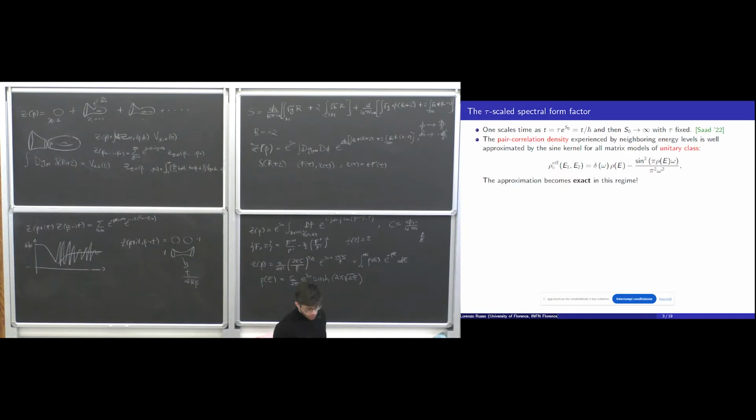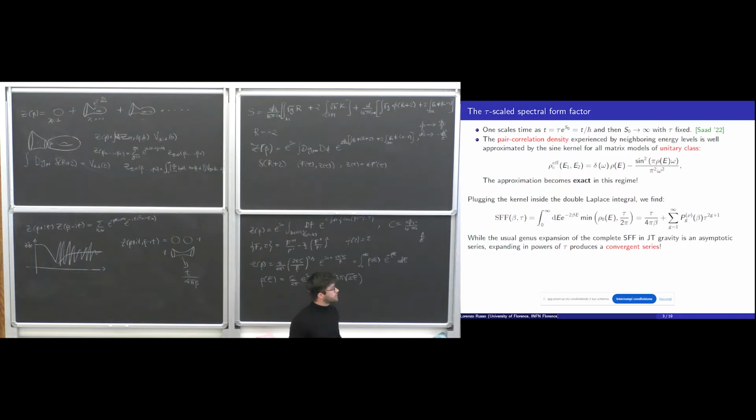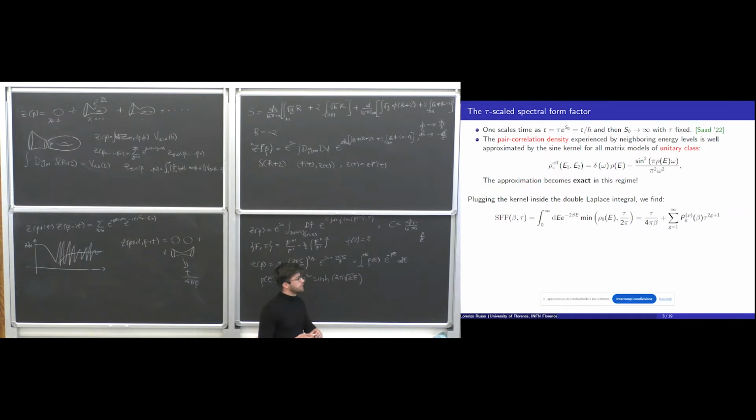With this expression, which becomes exact in the tau scaling limit, what we discover is that the spectral form factor has a nice integral representation in terms of this minimum function. And that, quite interestingly, this expression becomes analytical in tau whenever rho 0, which is the spectral density of the matrix model, is an increasing function. And so, very nice, we made a lot of analytical progress.